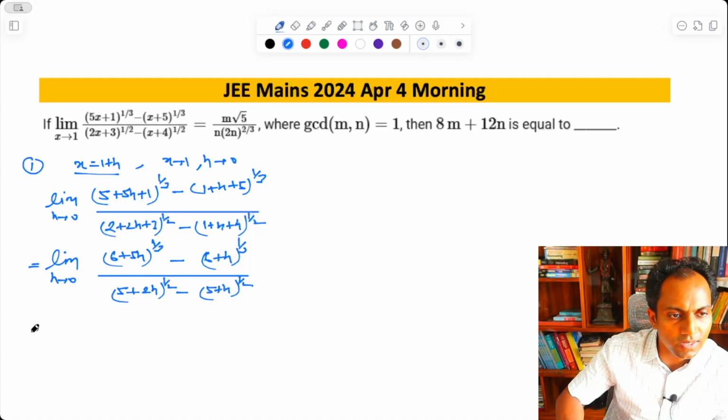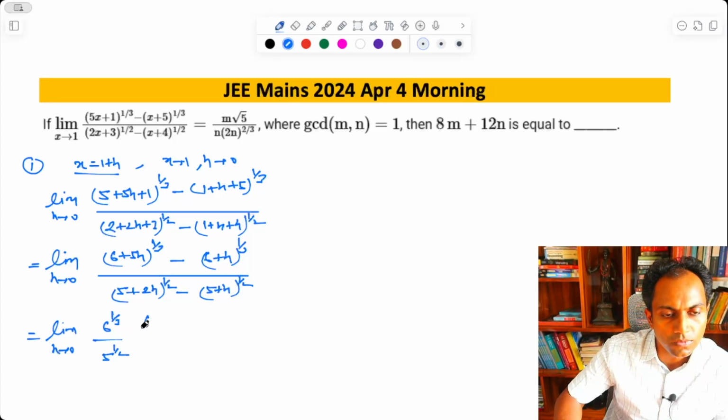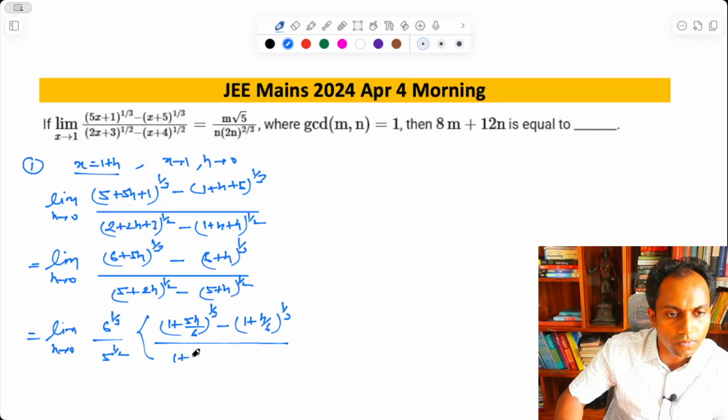Once we have this, we can take common. From the numerator, 6 can be taken as common, so 6 raised to the power 1 by 3. From the denominator, 5 raised to the power 1 by 2. As a result, the numerator becomes 1 plus 5h by 6 raised to the power 1 by 3, minus 1 plus h by 6 raised to the power 1 by 3, divided by 1 plus 2h by 5 raised to the power 1 by 2, minus 1 plus h by 5 raised to the power 1 by 2.